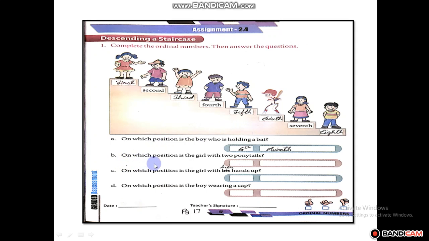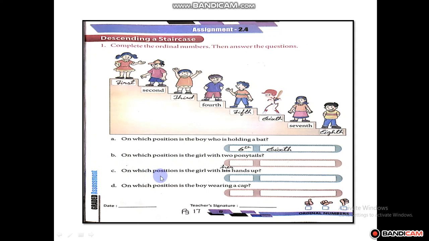B part. On which position is the girl with 2 ponytails? This is called ponytails. Clear? She is in 1st position. So you will write here 1st in figures and then the spelling FIRST.